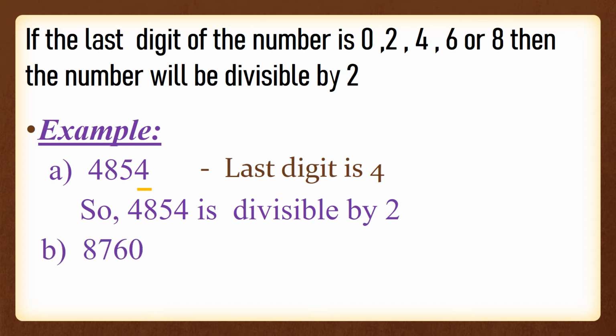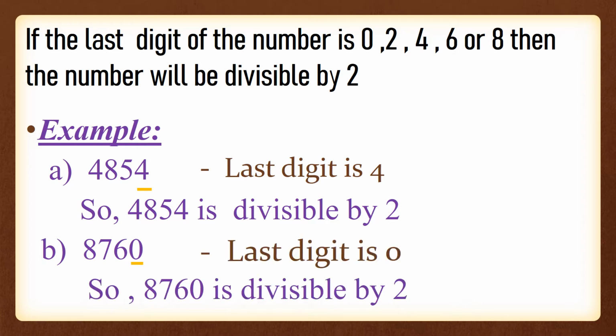Second example, 8760. Here the last digit is 0. That means the ones place is 0. So 8760 is also divisible by 2.